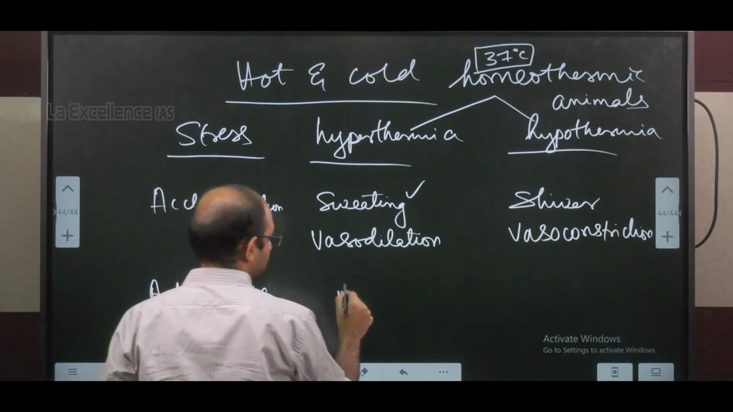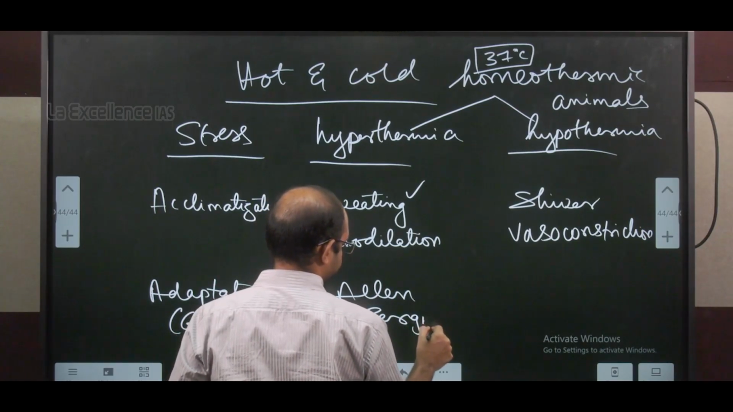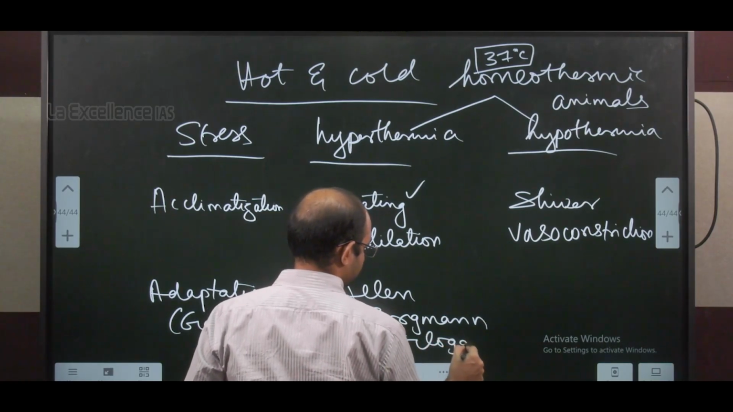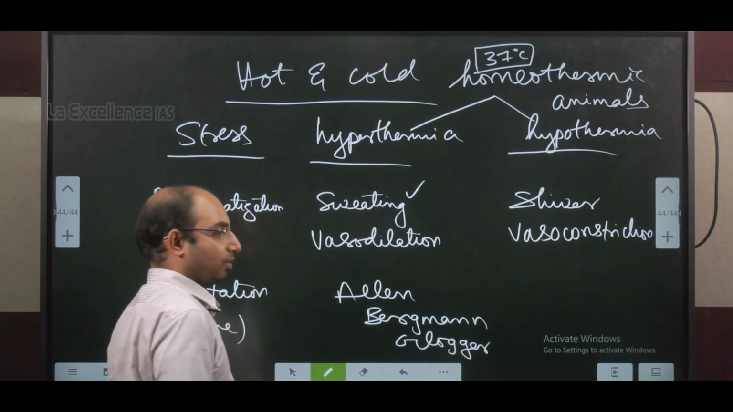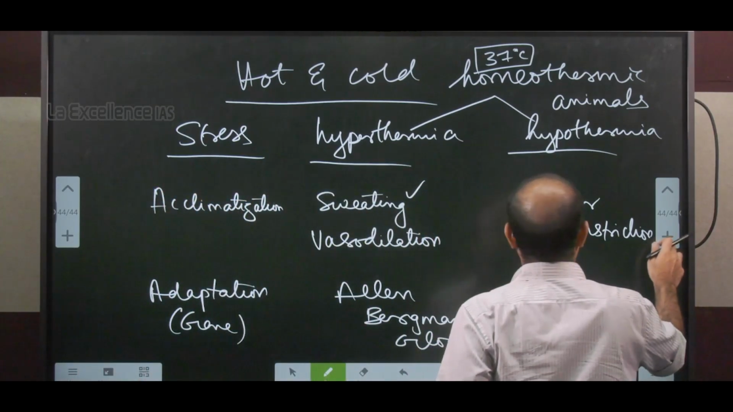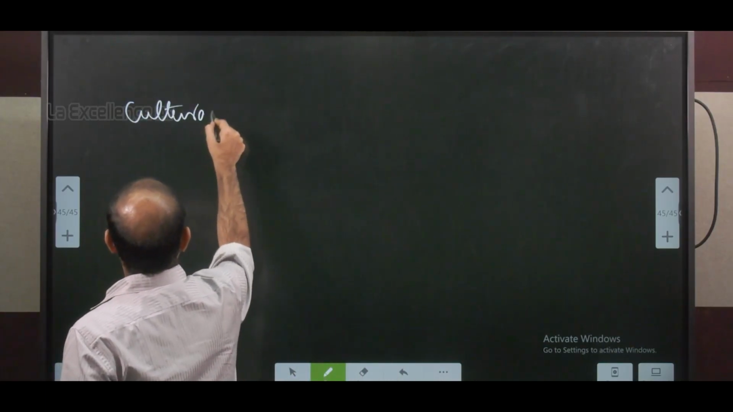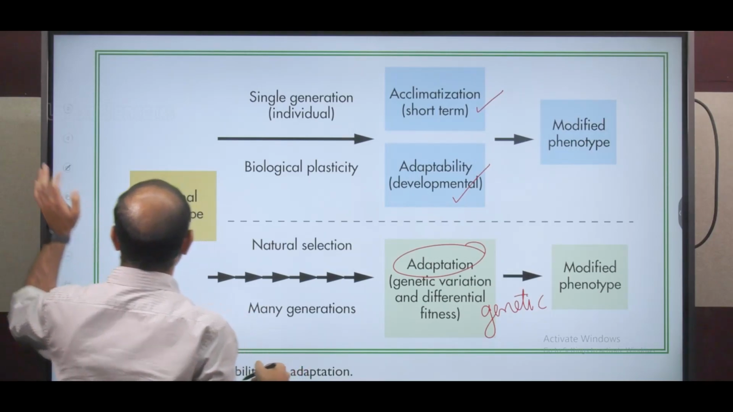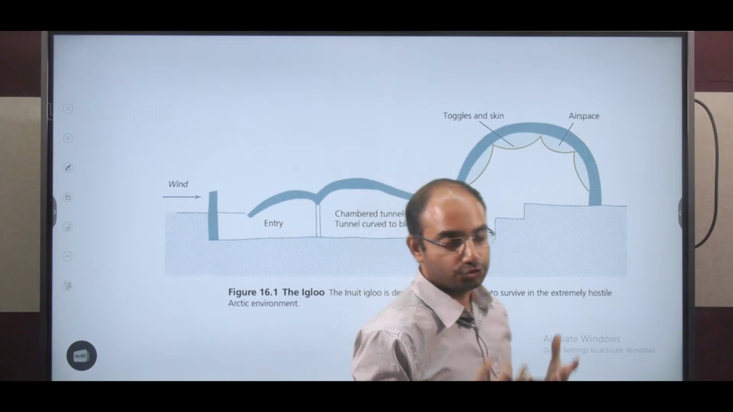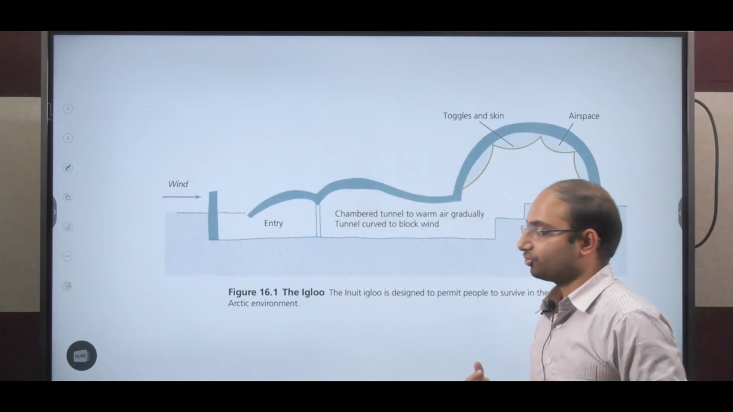Here discuss Allen's rule, Bergmann's rule, and Gloger's rule. Gloger's rule is about skin color, Allen's rule is about body extremities, Bergmann's rule is about general body size. And lastly, discuss the different cultural mechanisms. So, for example, in cold places, people live in things like igloos. People also eat protein-rich food and take alcohol to increase heat production and so on.